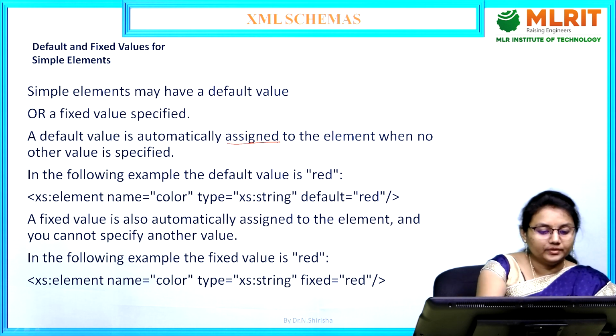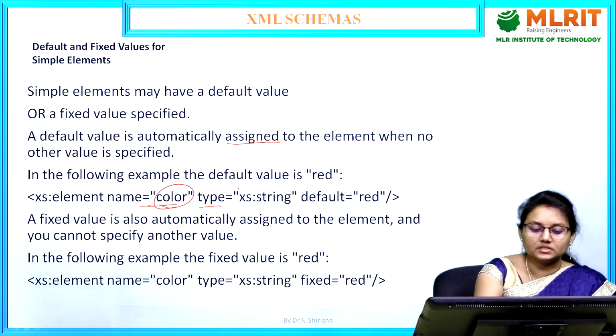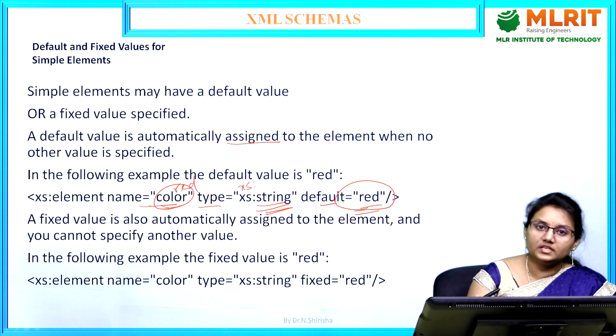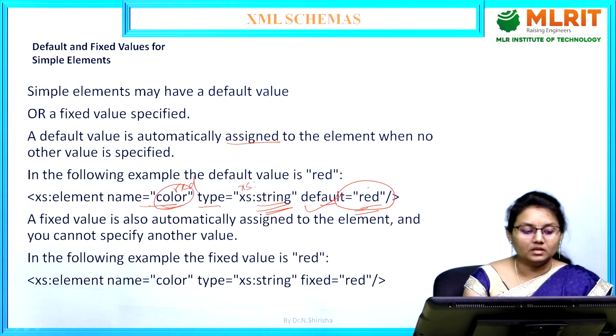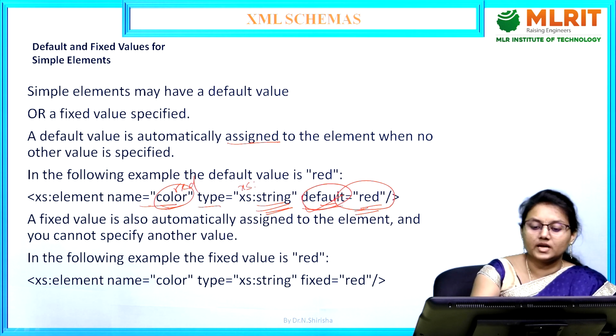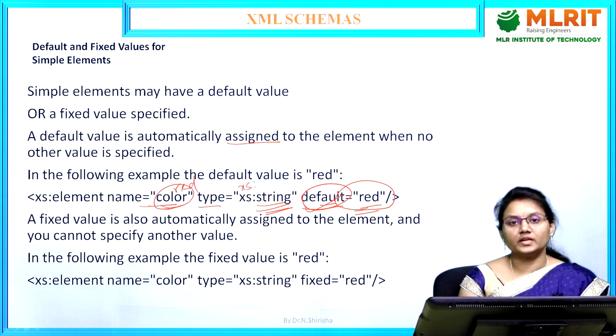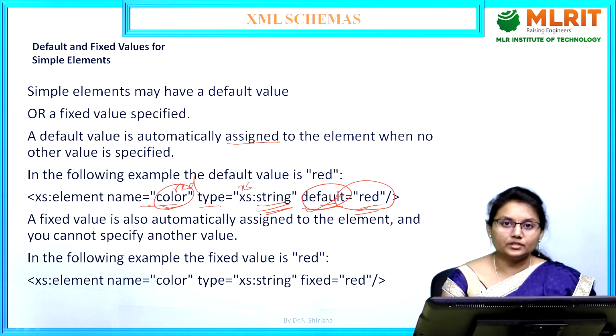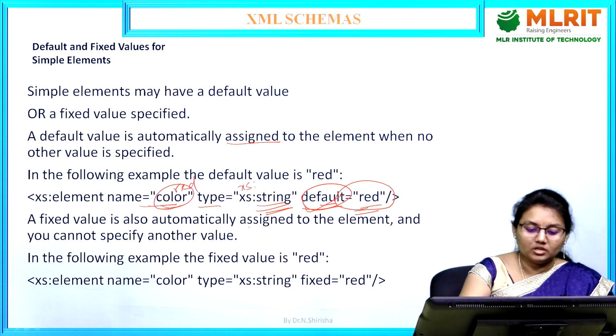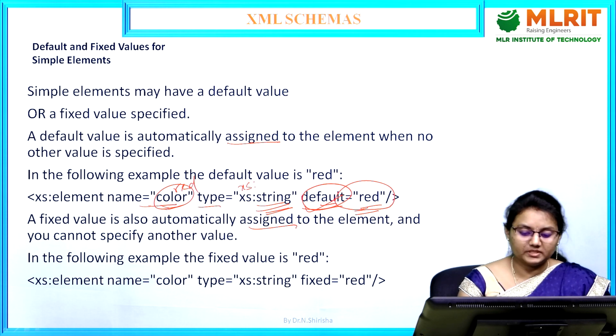So, here you have the name color. For color, only text you have to pass. So, type is xs:string, because the type of color red is a string. Default value red. So, what is the default value? Red, that we are giving. If you don't have any other option, by default it should be printed in red only. That is what the default attribute means: the default value that you are going to pass. Fixed value is automatically assigned if no other value is specified.